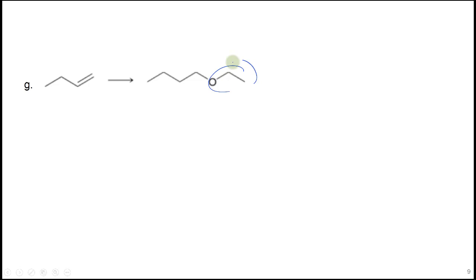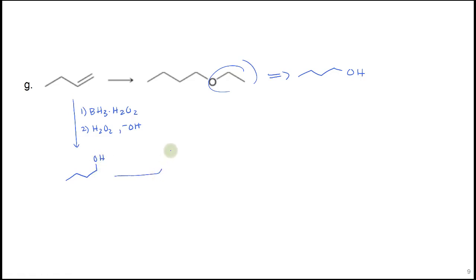Nope, it can't. Because that's adding to the end. So I need to go to this alcohol here, which I can get from the alkene. So I need to use BH3. And then I can do NaH and bromoethane. And that should get you to that problem.